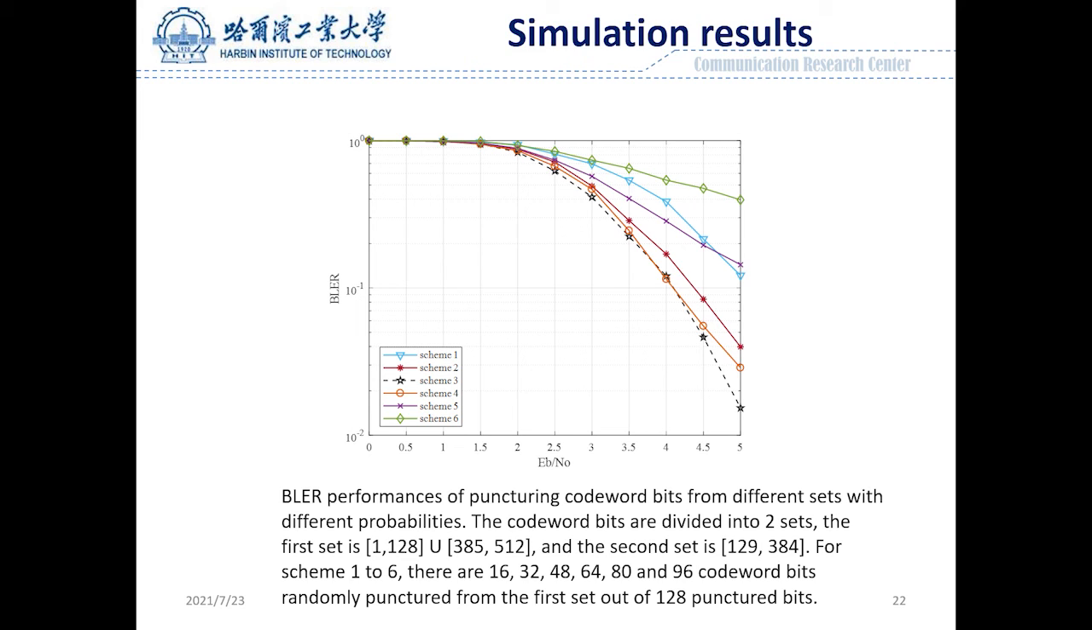In this figure, the BLER performance of puncturing codeword bits from different sites with different probabilities is shown. It can be found that scheme 4 can be equalized as randomly puncturing, and scheme 3 has better performance than scheme 4, which means that randomly puncturing cannot be optimal. This figure also shows that the middle positions have lower average significance levels.